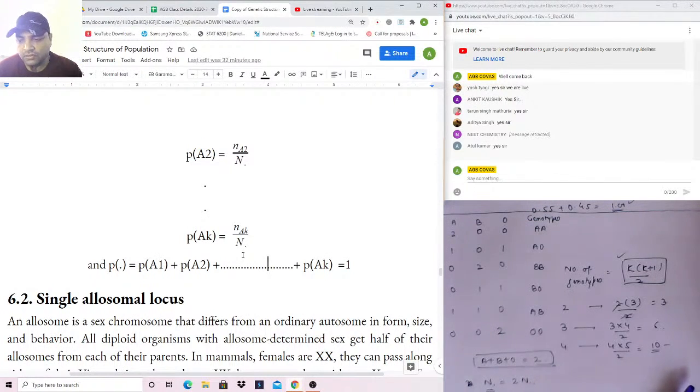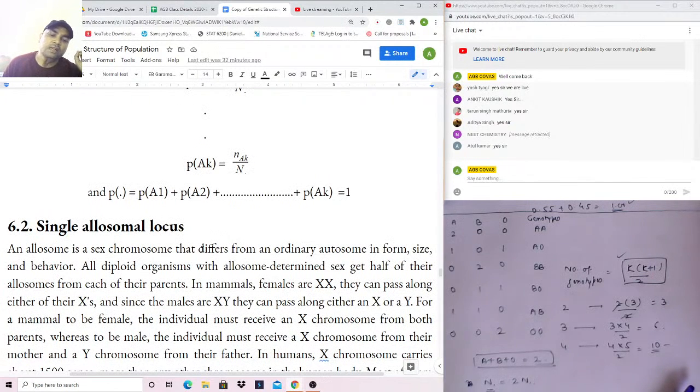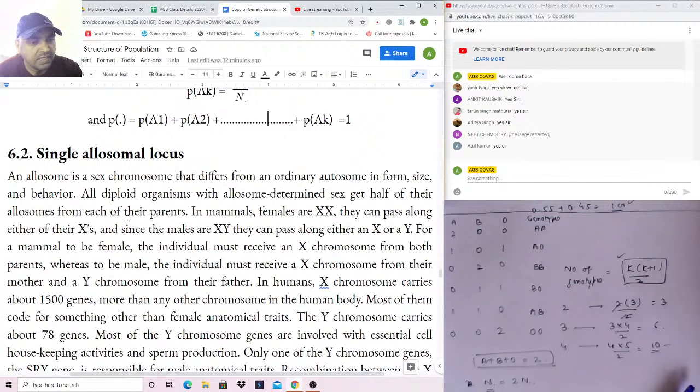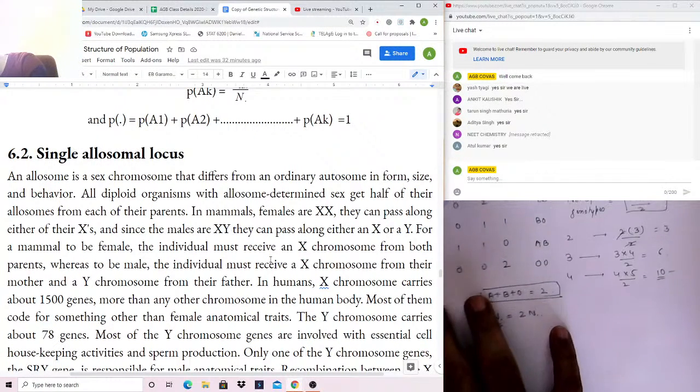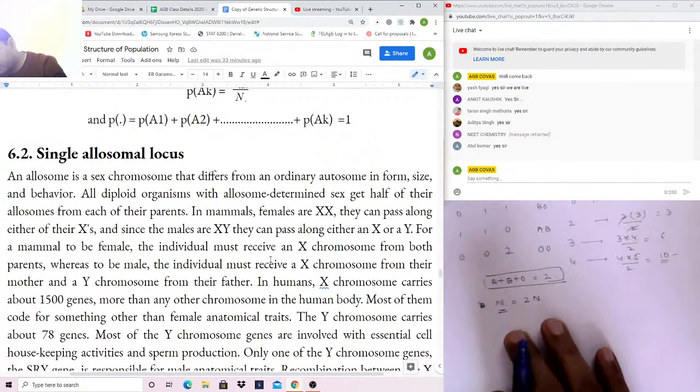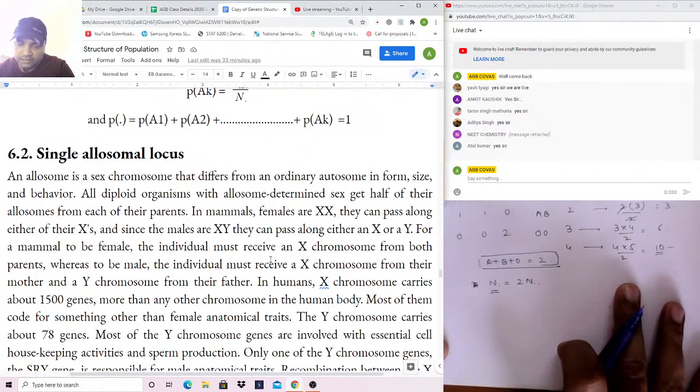When we started this topic, I told you that there are allosomal loci also, that is the sex chromosomes. So now we will try to understand how we can go ahead if there is a sex chromosome with one allele, two alleles, three alleles, or k alleles. An allosome is a sex chromosome that differs from the ordinary autosome in form, size and behavior. I will give you a basic background about these allosomes, these sex chromosomes, and then we will try to understand the rest of the things.